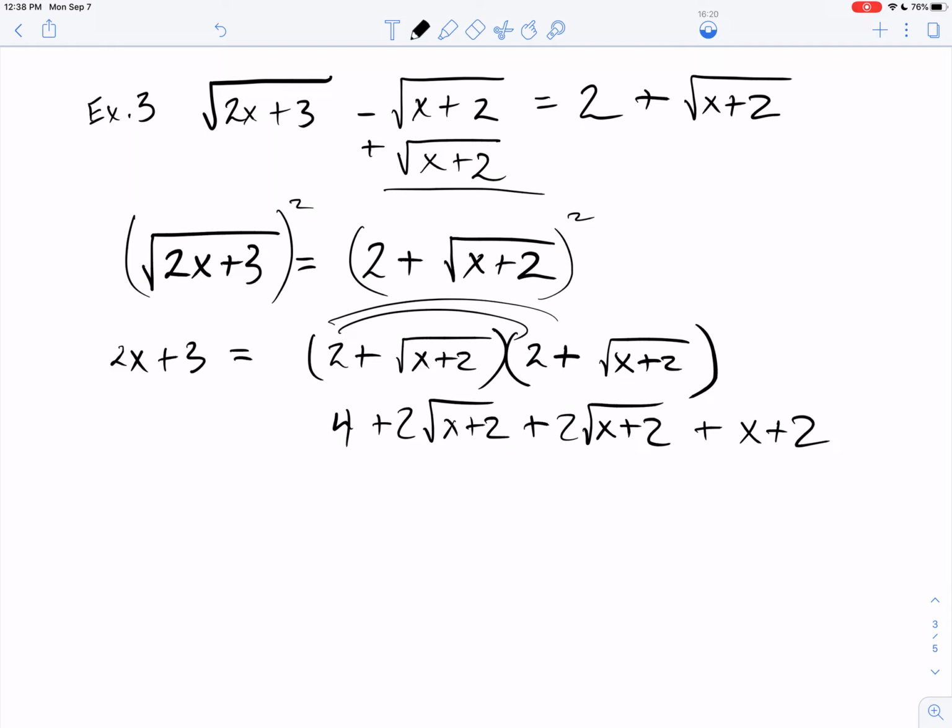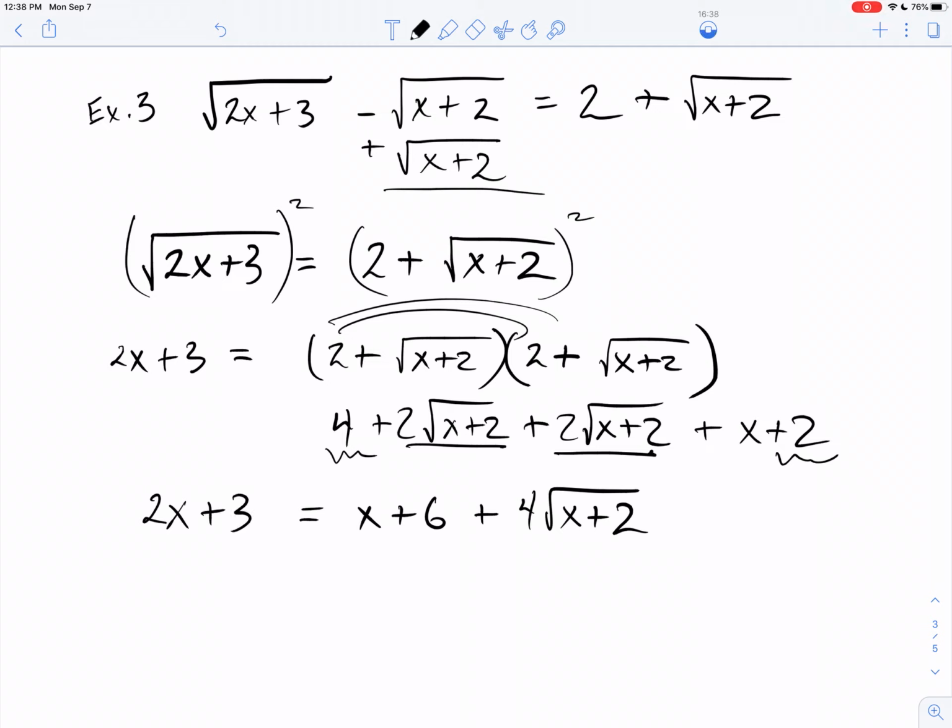Let's combine stuff and make it smaller. I get an x. I have a 4 and a 2 I can put together. I call that a 6. I have 2 of these plus 2 more of those. I have 4 of those. And that means I have to get the root alone so I can square both sides and solve. So here, I'm going to move this. I'm going to move it. I like to move it.